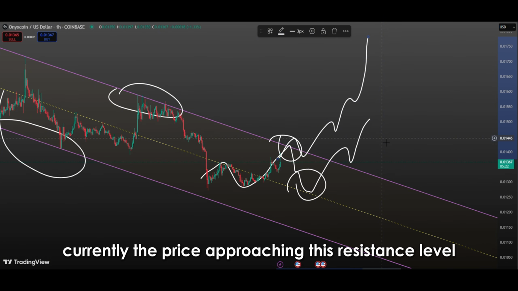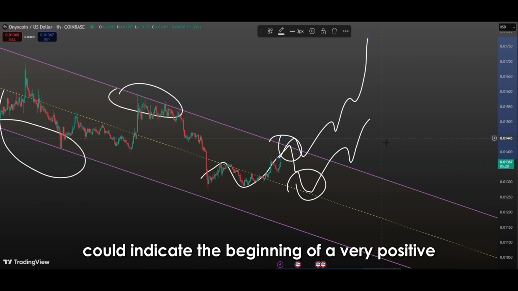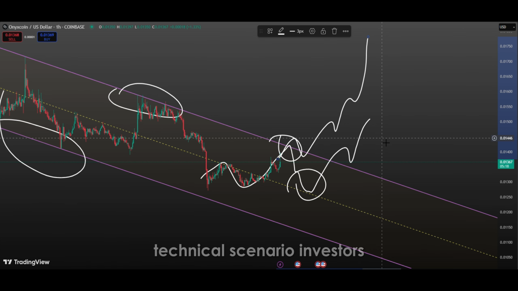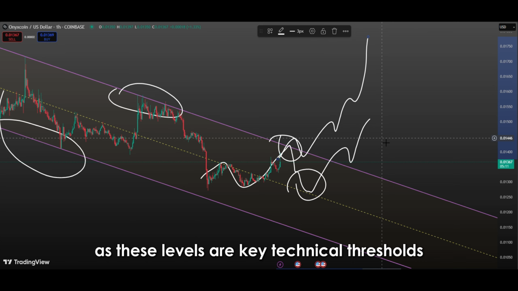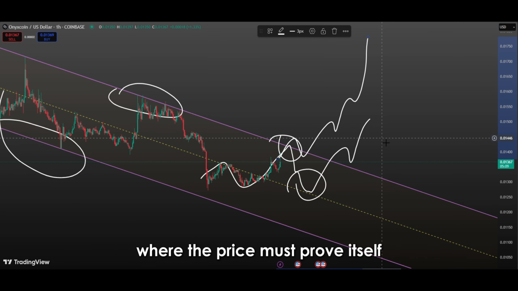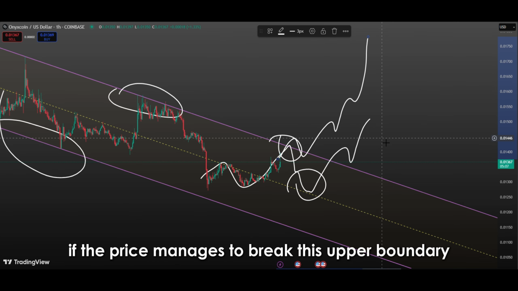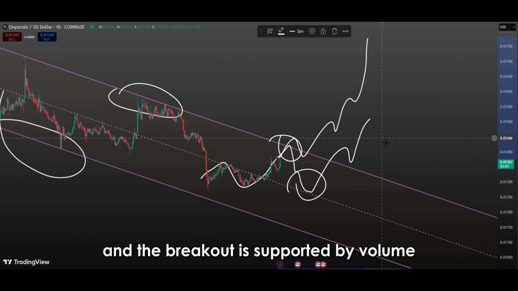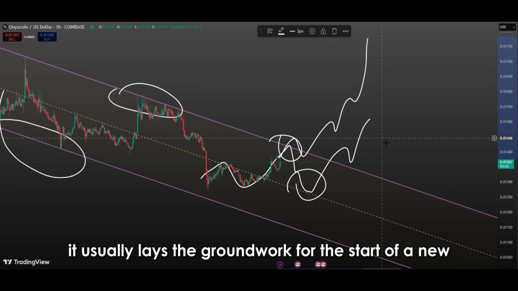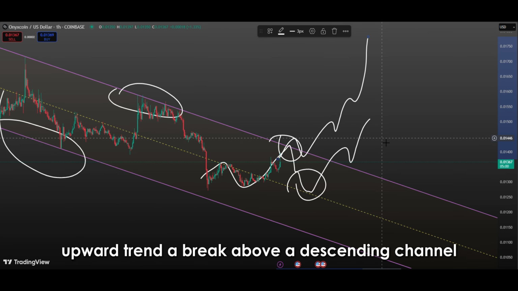Currently, the price approaching this resistance level could indicate the beginning of a very positive technical scenario. Investors typically watch closely when the price approaches the upper limit of a descending channel, as these levels are key technical thresholds where the price must prove itself. If the price manages to break this upper boundary with a strong candlestick and the breakout is supported by volume, it usually lays the groundwork for the start of a new upward trend.